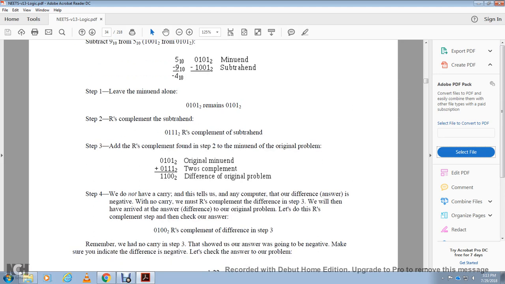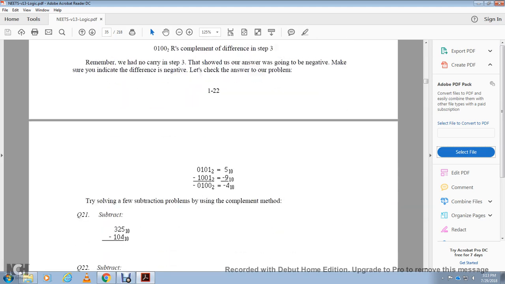Check our answers. All right, 0, 1, 0, 0, base 2, the radix complement of the difference in step 3. Remember, we had no carry for step 3, which showed our answer was going negative, to make sure they indicate the difference is negative. Let's check the answer for the problem.